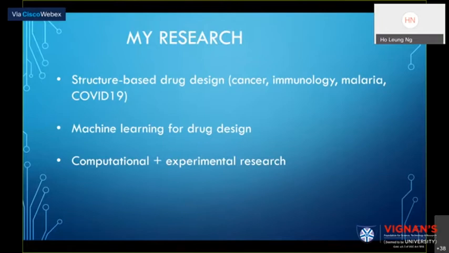So we're talking about my research background. My background is primarily in structure-based drug design. This is both from a computational and experimental perspective, using in silico tools, developing our own methods, as well as wet lab biochemistry, biophysics, crystallography. And in the last about 2 years, we've been working very hard in developing and applying machine learning to drug design.